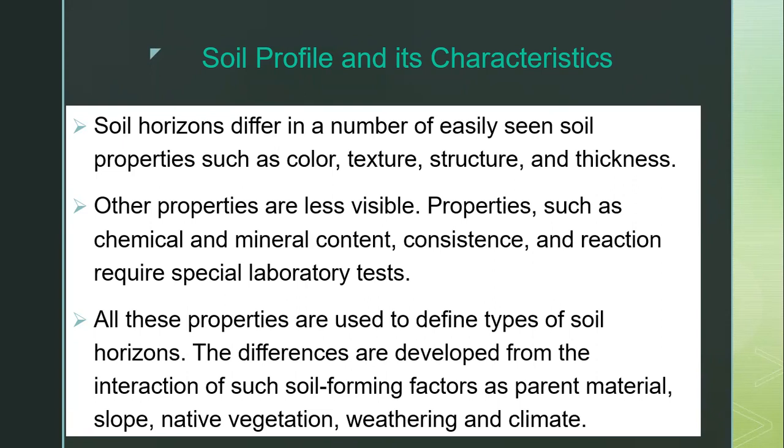Other properties are not very visible, or they can be less visible, properties such as the chemical and the mineral content, the constituents of the soil, and the reaction required. All these require special laboratory tests. Now, these properties are used to define the types of soil horizons. The differences are developed from the interaction of soil forming factors such as the parent material, the slope, native vegetation, weathering, and climate. So the various differences are just due to the factors of soil formation.